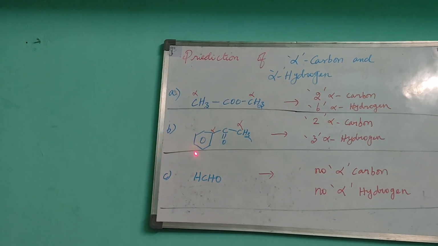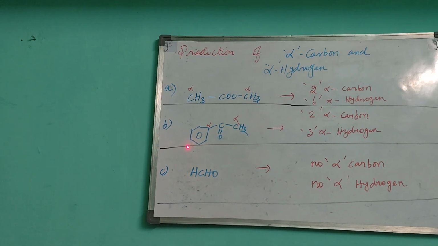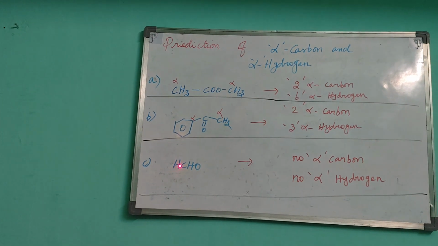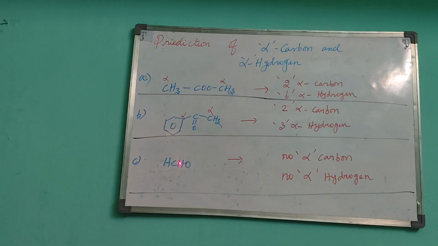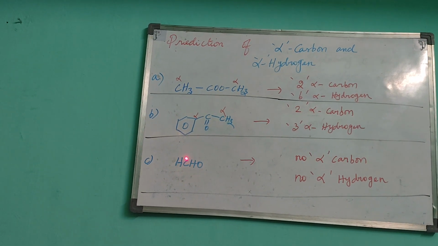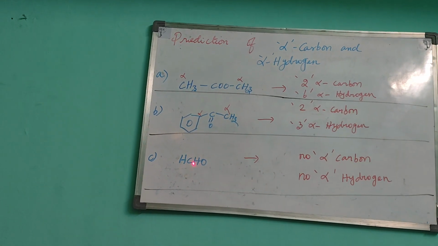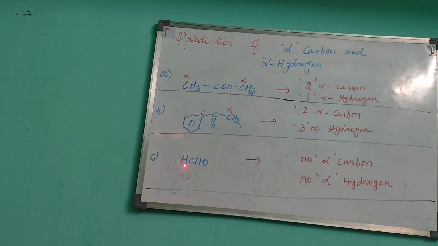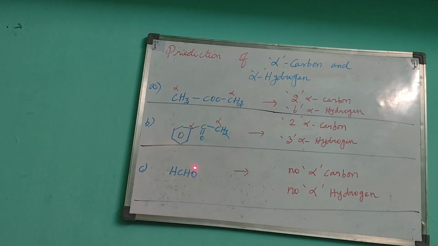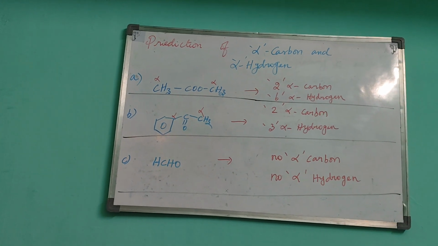As I said earlier, if there is an alpha carbon, the hydrogen which is attached directly to the alpha carbon is alpha hydrogen, right? So in this compound there is no alpha carbon, so there is no alpha hydrogen in this compound, right? So formaldehyde can be used in the Cannizzaro reaction, right? The Cannizzaro reaction is a reaction in which we can use aldehydes which do not contain any alpha hydrogen. Thank you.